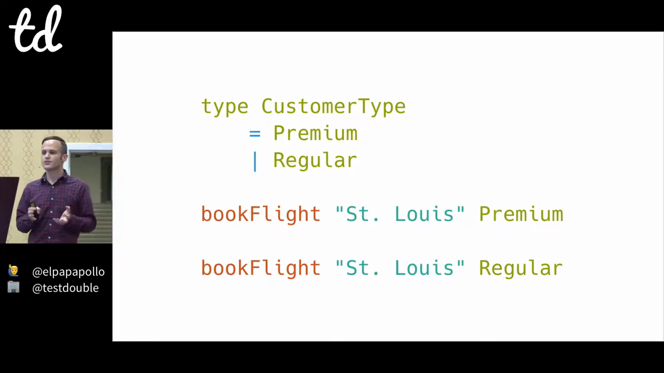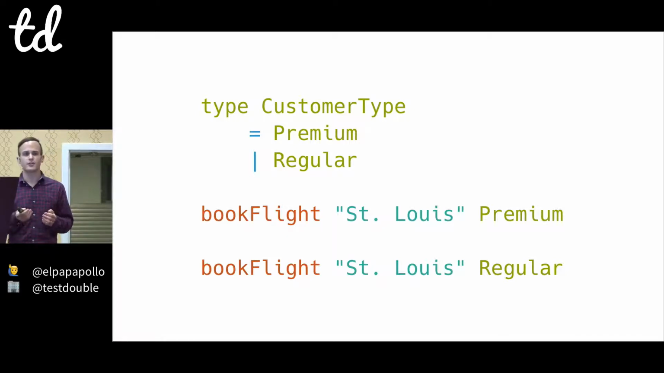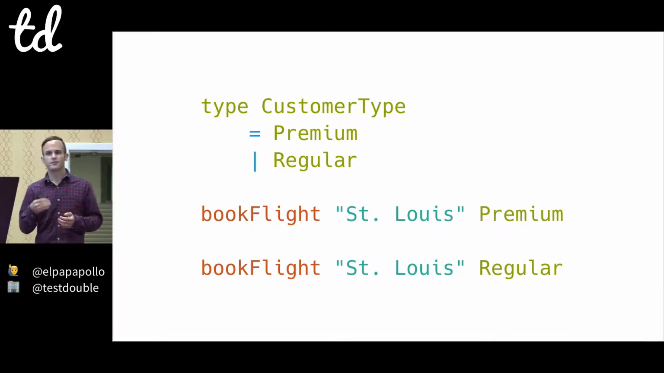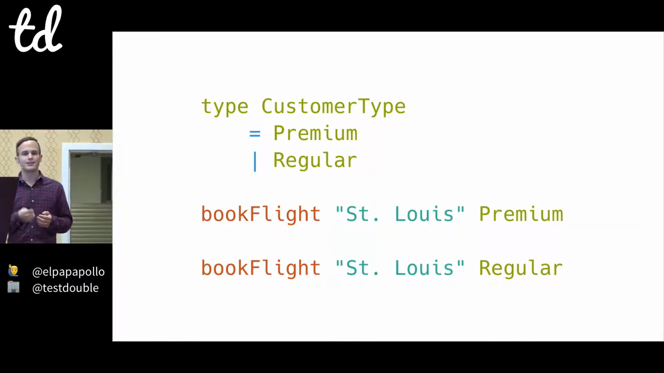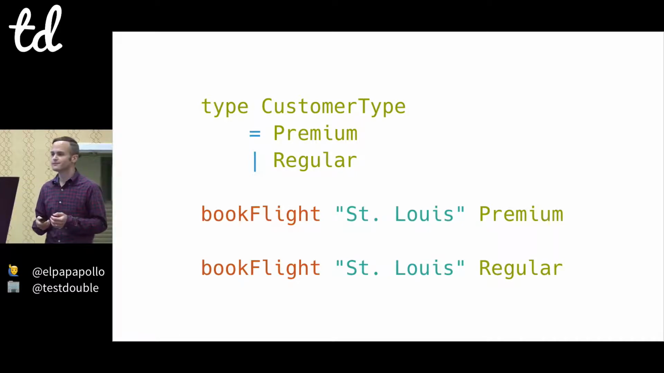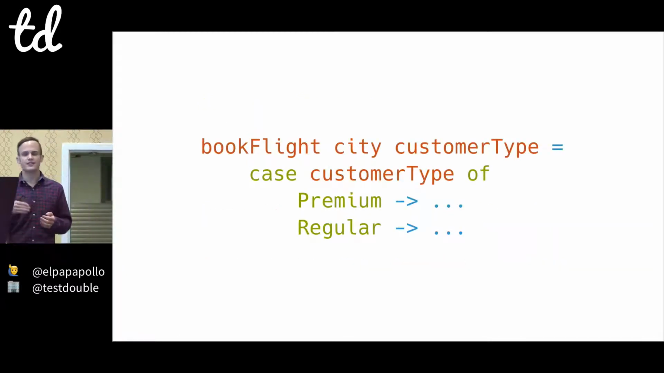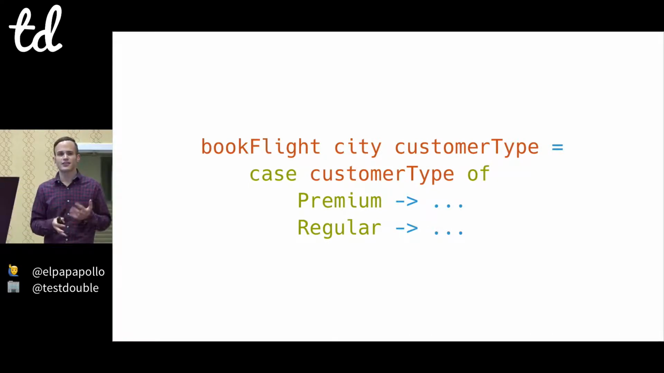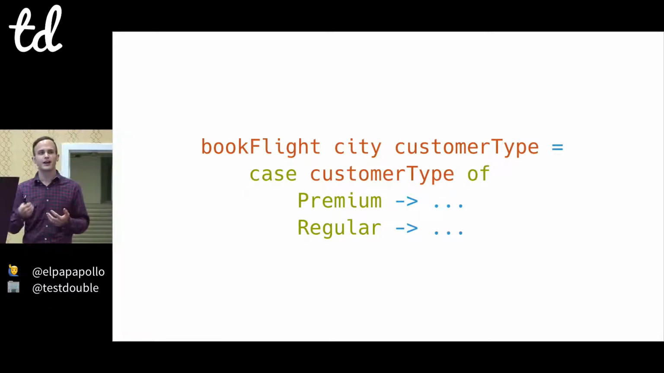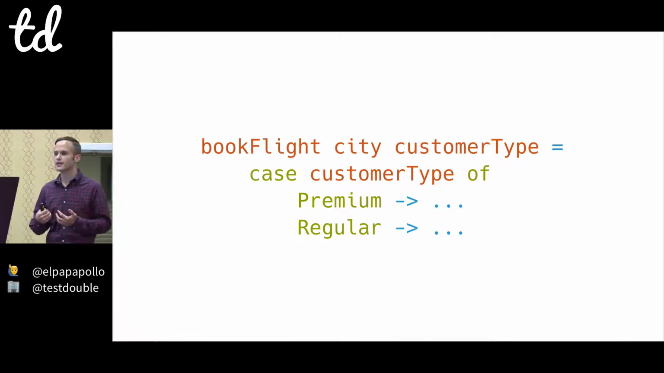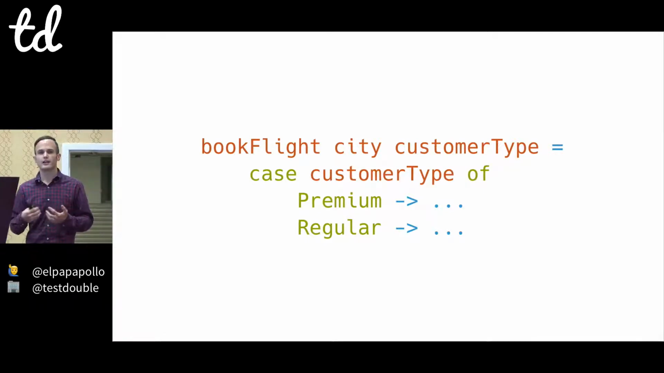So instead of using strings, we can create a union type called customer type with the values premium and regular. We can call book flight in a self-documenting way, but use our customer type values instead. And of course, we can continue to use pattern matching with these new values. And the perk with pattern matching and this union type is that now we get the compiler reinforcement. We can only handle valid constructors for our type, and if we leave one out, our application won't compile.